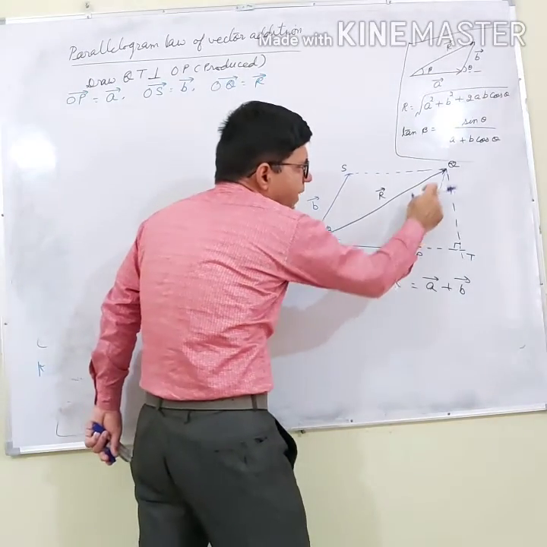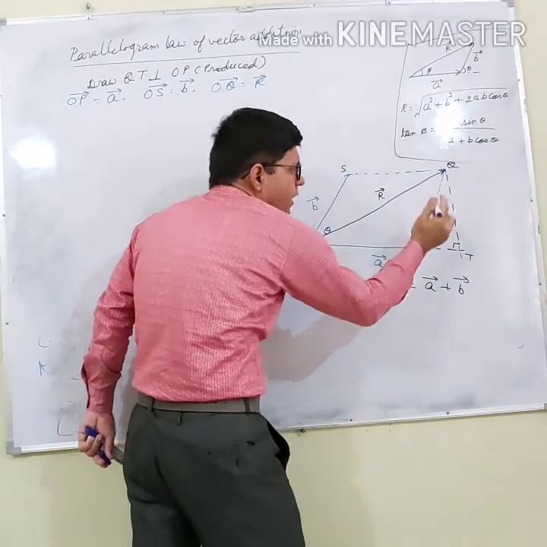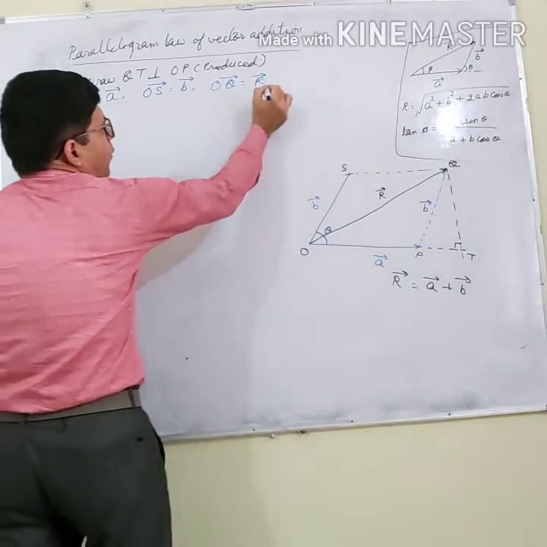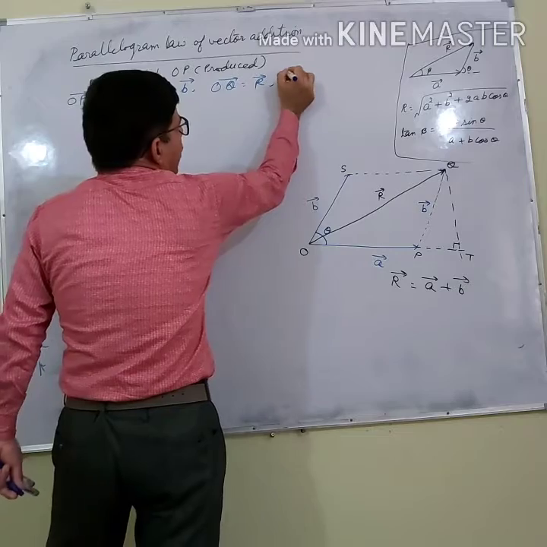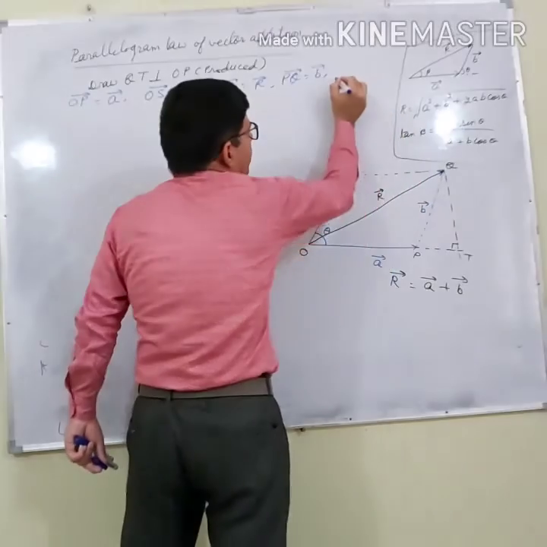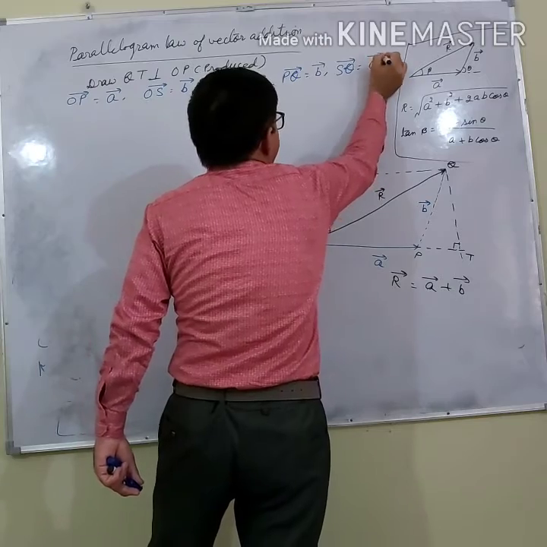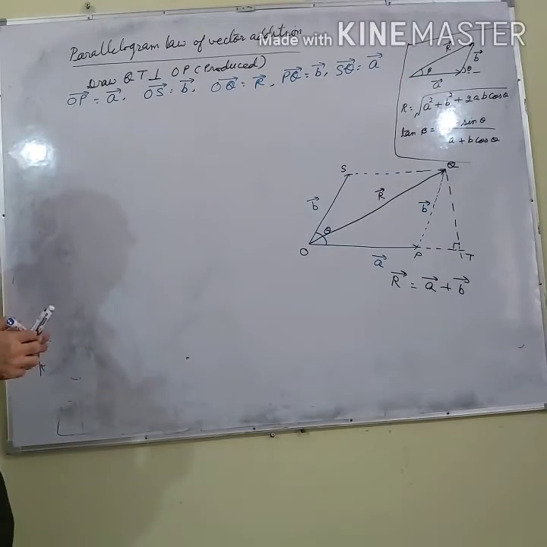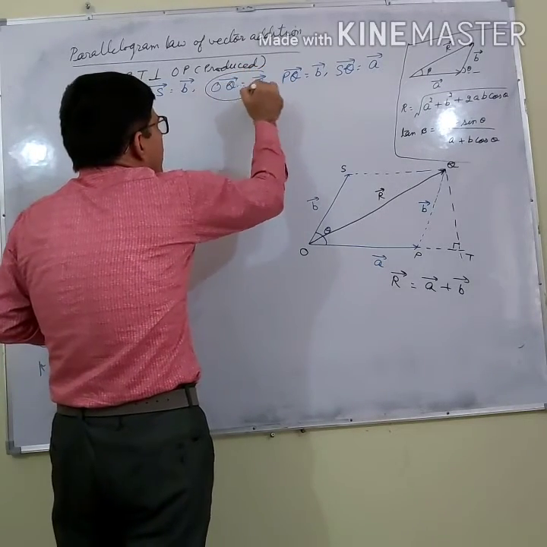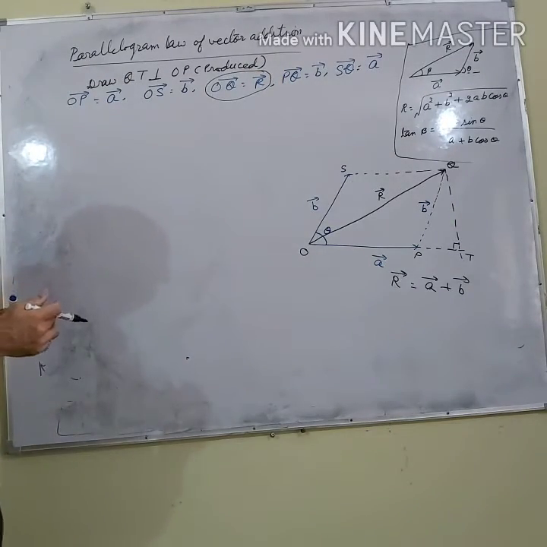Now, what is vector PQ? Vector PQ is parallel to B and its magnitude is also equal to B, so I am also writing it as vector B. So PQ equals vector B, and SQ, what is SQ? It equals vector A. Now my target is to find the magnitude of R, because R is the resultant. So let's find the magnitude.